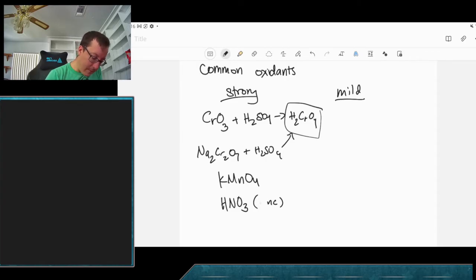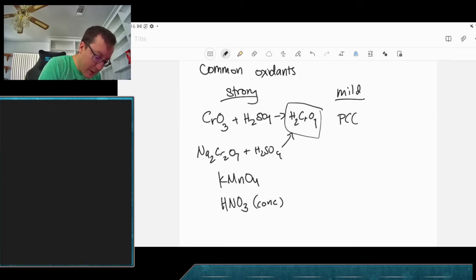So these are kind of the big three, big strong oxidants: KMnO4, chromic acid, or nitric acid. All of these are strong oxidants. So these will all work out very strongly. We're going to see that mild oxidants are going to be a bit more complicated, and we'll see why in just a little bit.